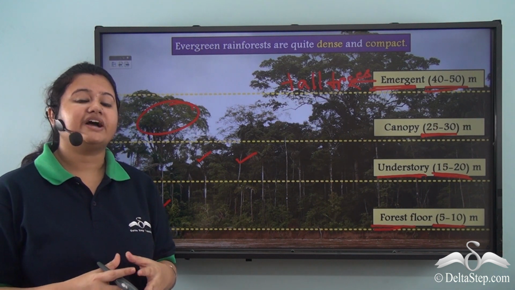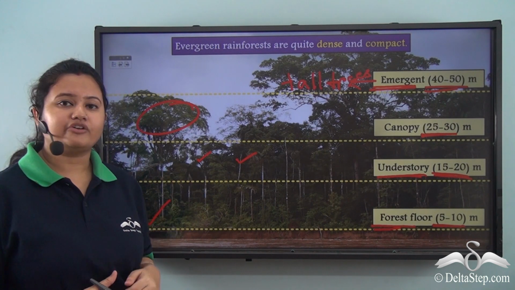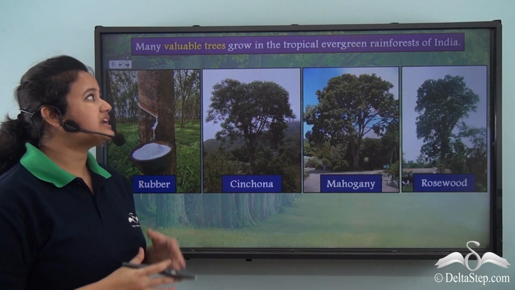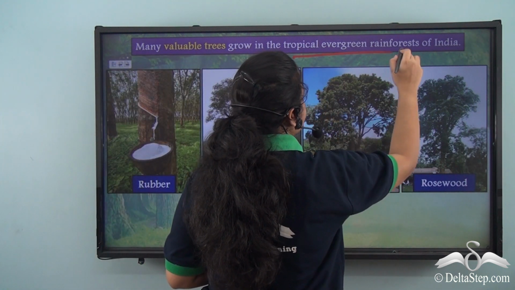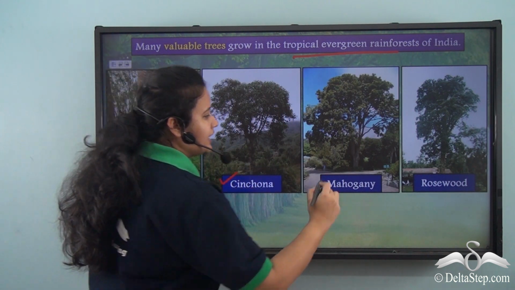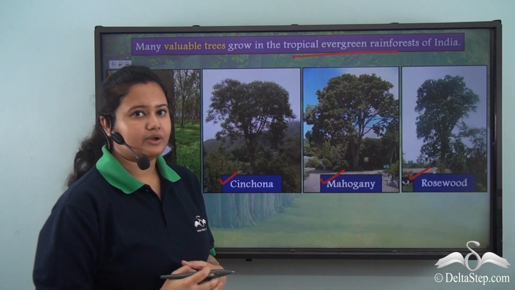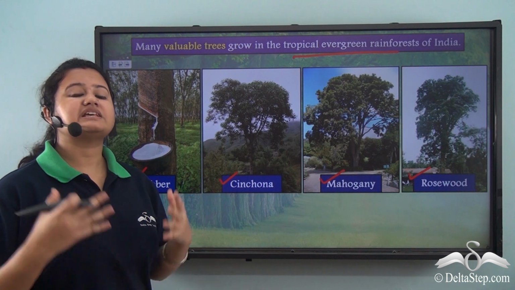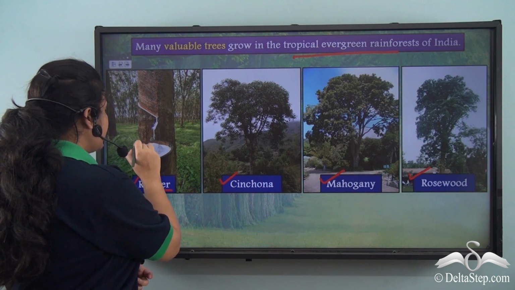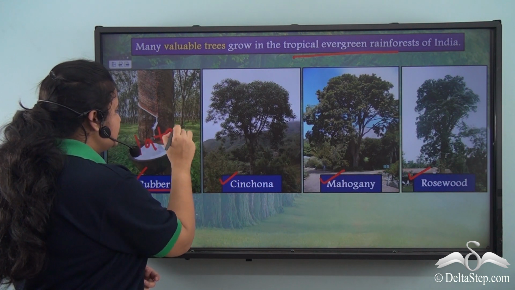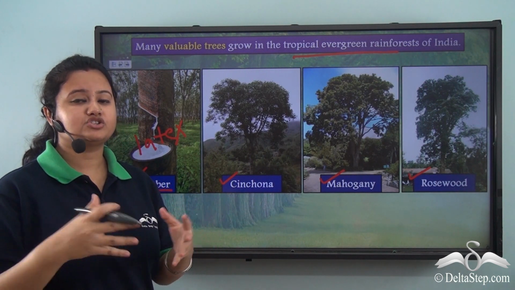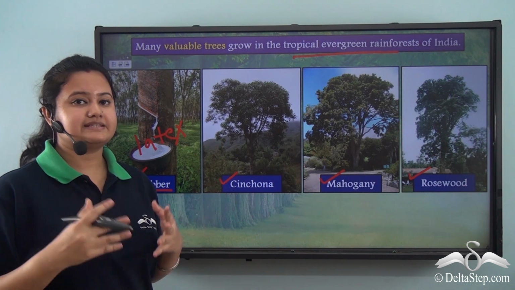Now let us identify some of these trees growing in these forests. Many valuable trees are found in the tropical evergreen rainforest of India, and some of these trees are rubber, cinchona, mahogany, rosewood, etc. Now, each of these trees is extremely valuable. The sap obtained from the rubber plant is known as latex. It is used for manufacturing rubber material, which is further used in the production of tires, raincoats, etc.